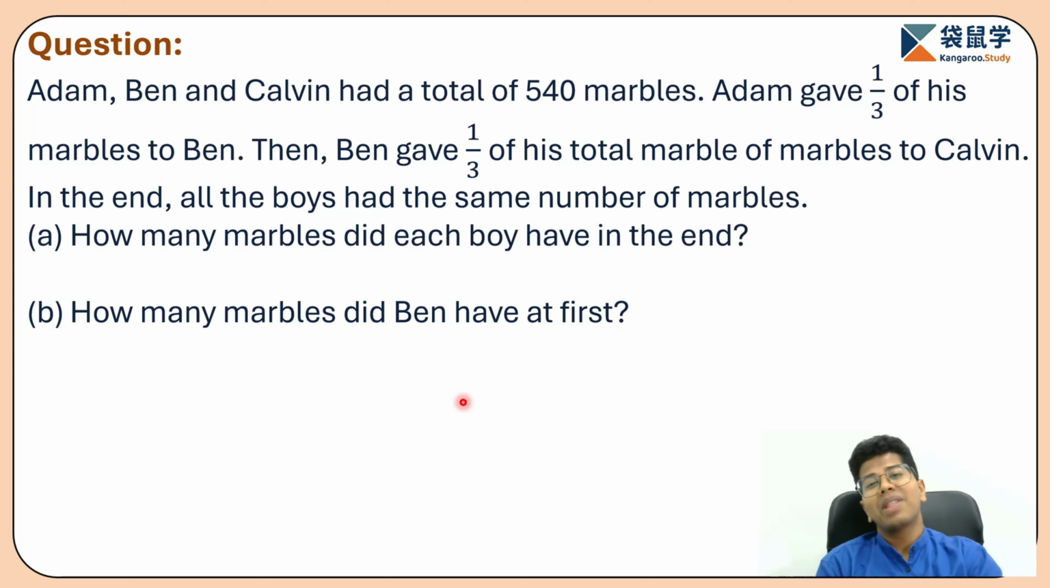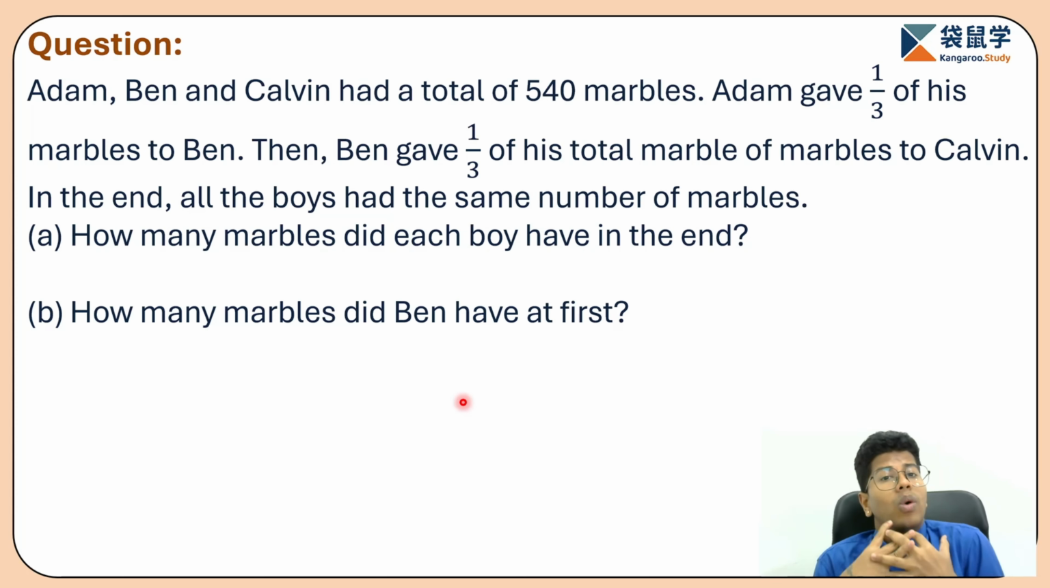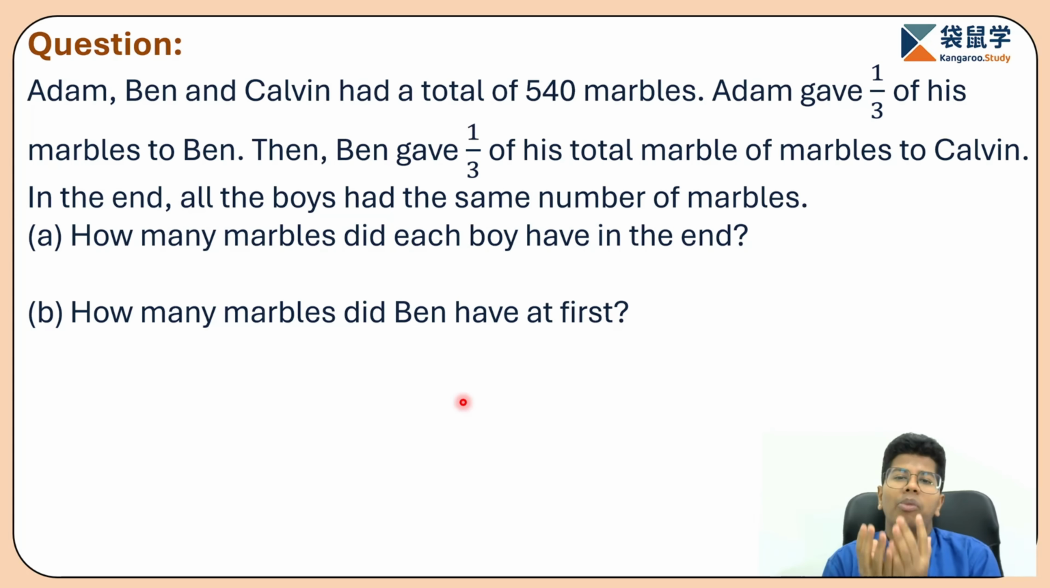Question says Adam, Ben and Kelvin had a total of 540 marbles. Adam gave 1/3 of his marbles to Ben. Then Ben gave 1/3 of his total marbles to Kelvin. And in the end, all the boys had the same number of marbles. Now, there are two questions that it's asking. So, at first, let's focus on the first question and then we'll read out and solve the second one.